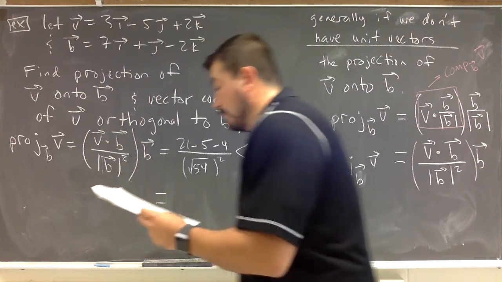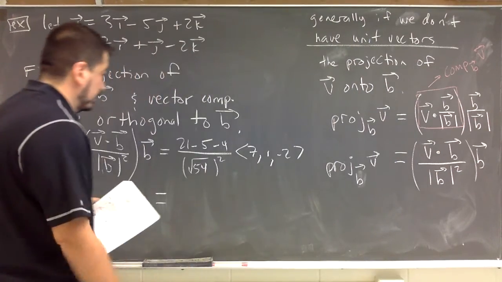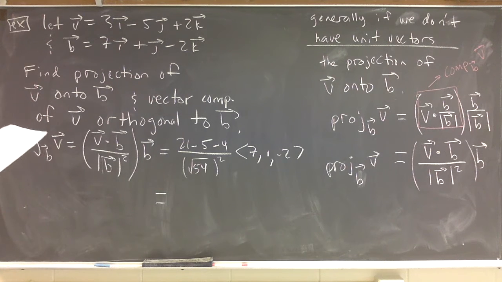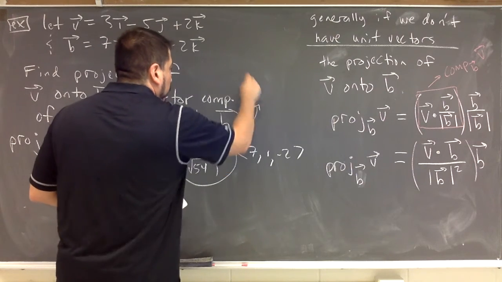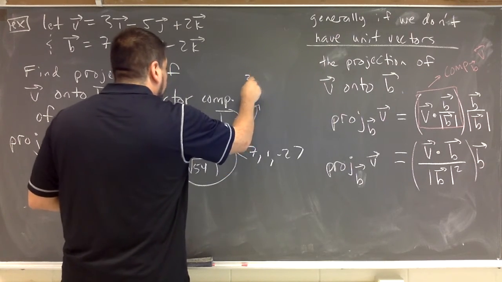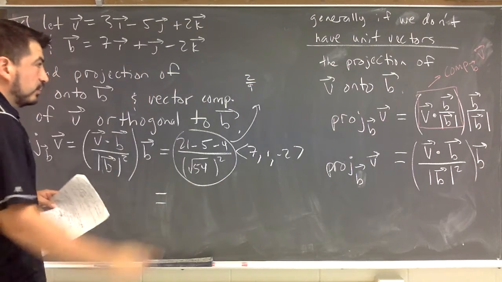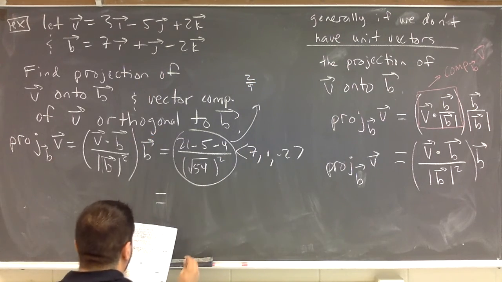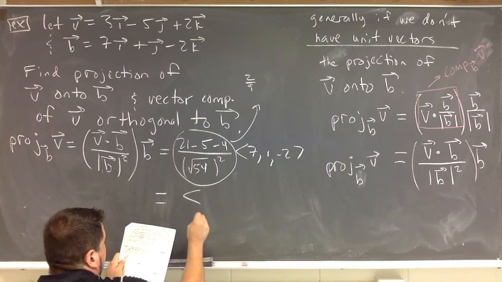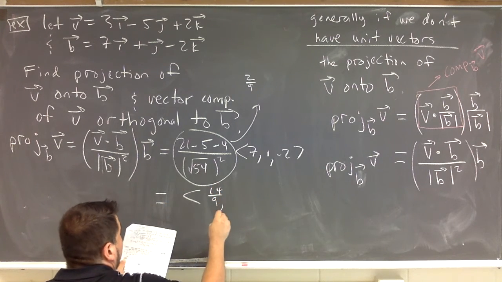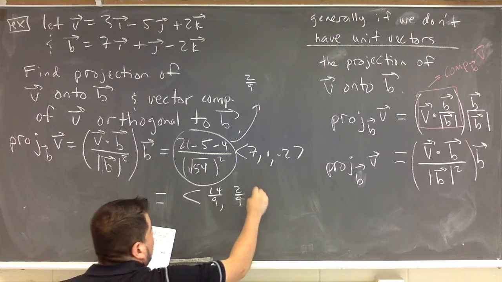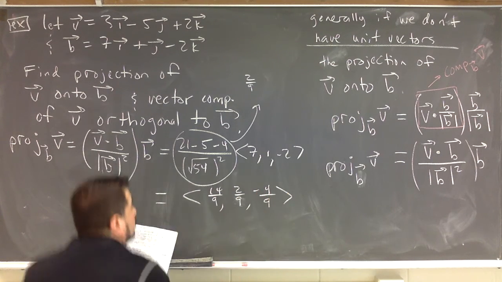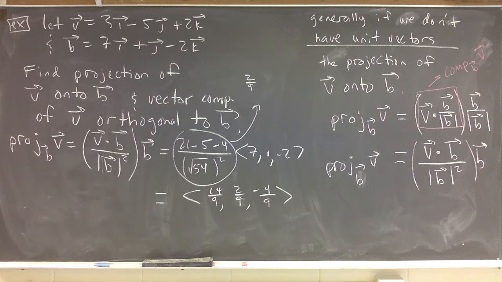And so if we clean that up a little bit, let's see. We get 12 over 54. This is really, sorry, I'm just working through the calculations. 12 over 54 is 2/9. So take 2/9 times that vector there, and you should get, okay, good, 14/9, 2/9, and negative 4/9. Okay, so that's the projection.